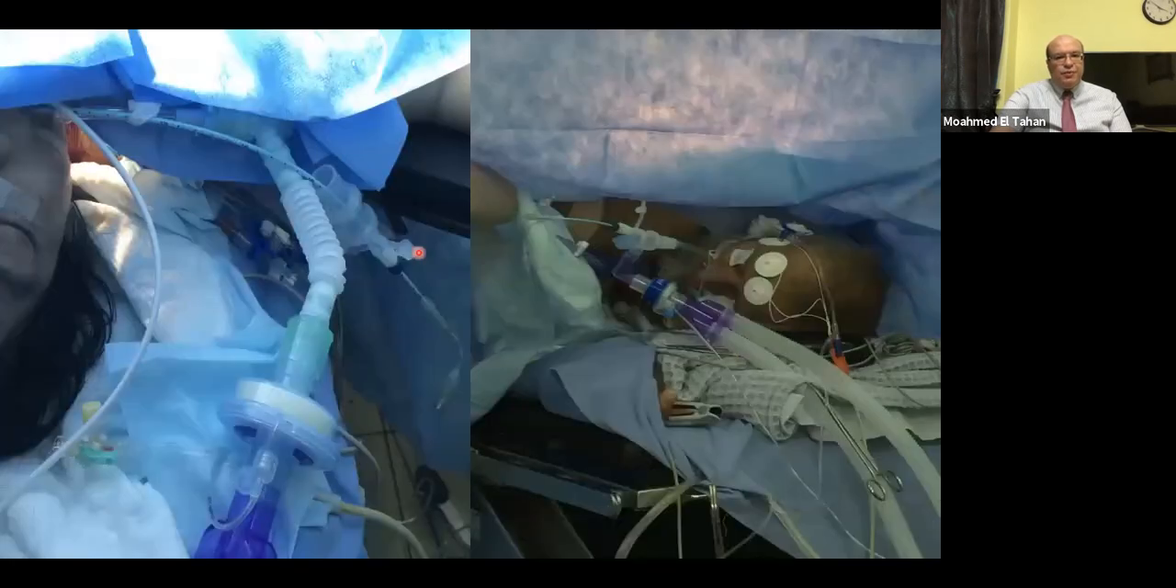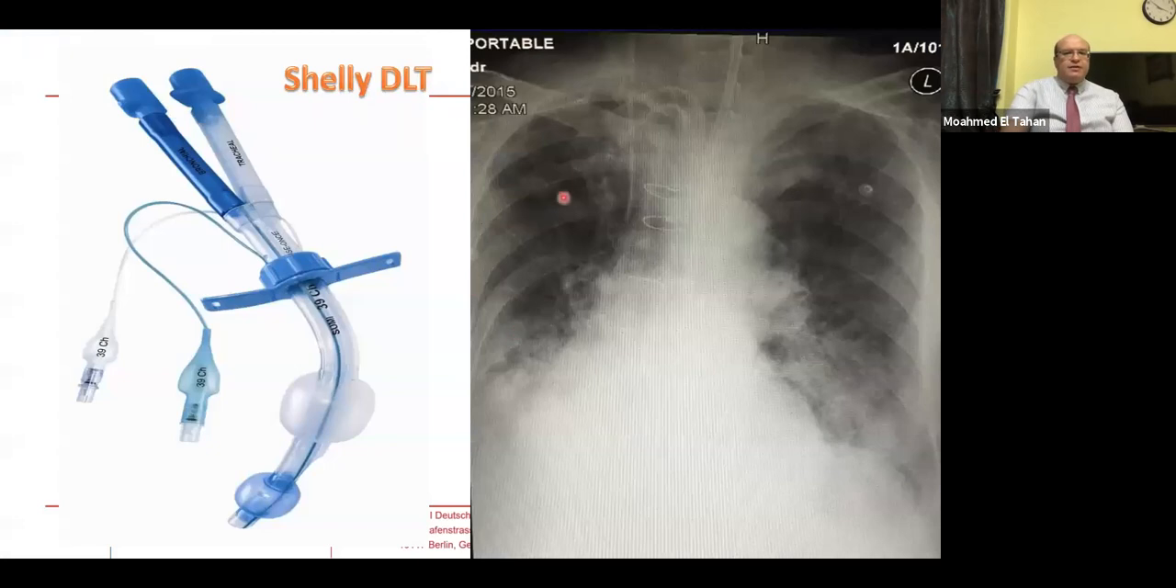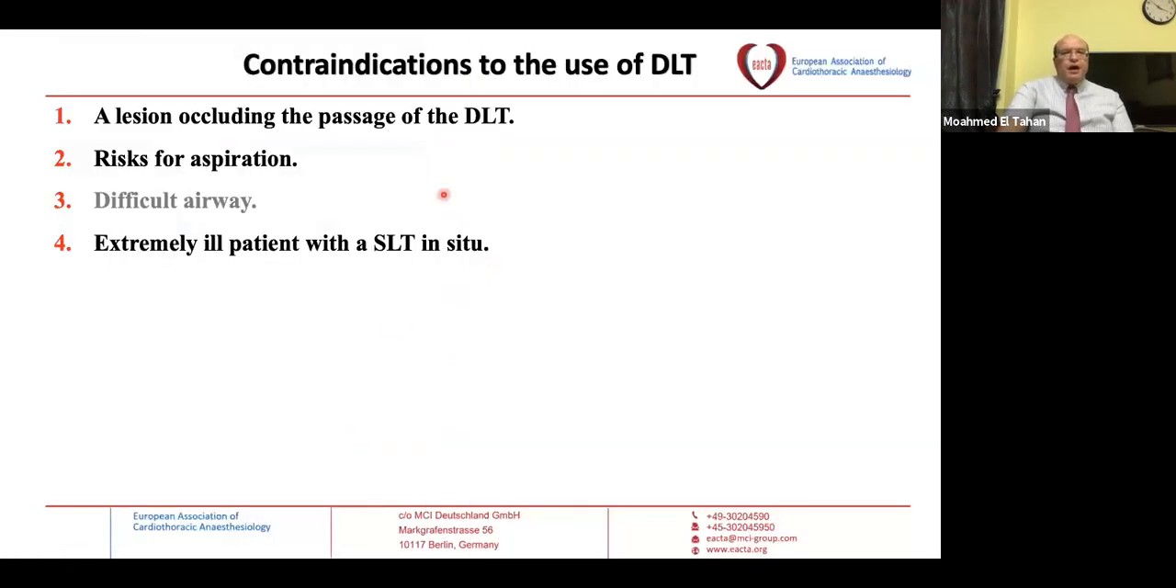after placing the double-lumen tube. There are different types of blockers, either outside the lumen of the tube, as you can see the blocker is outside the tube, or through the tube itself. It could be helpful to isolate lungs. As I told you, there is a specifically designed short double-lumen tube for tracheostomized patients called the Shelly tube. A contraindication to use of the double-lumen tube is relative, including the passage of the tube if you have a risk of aspiration or difficult airway.